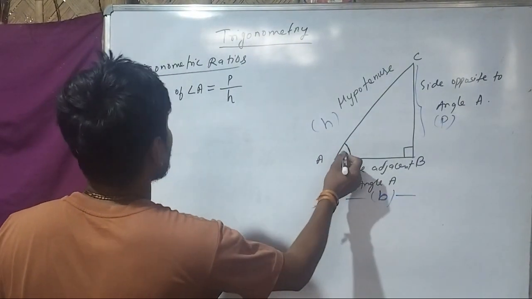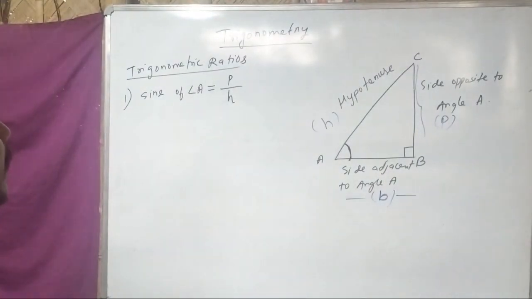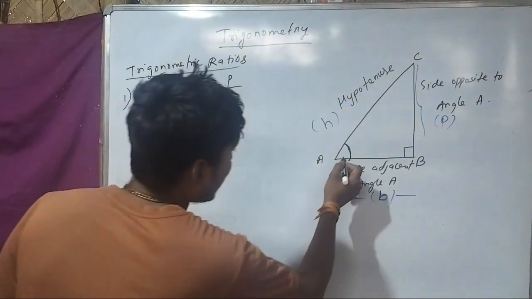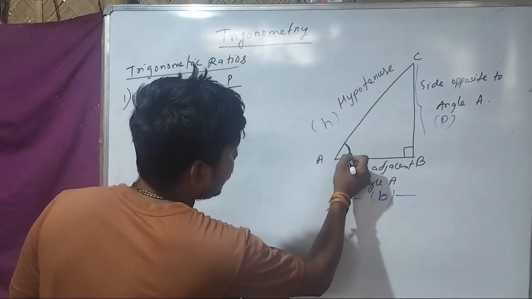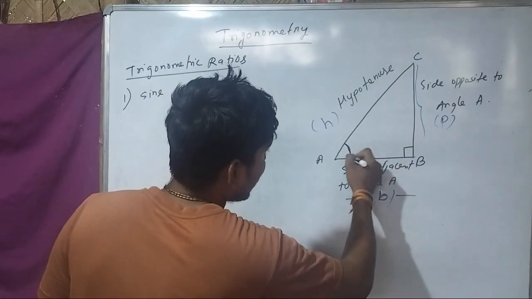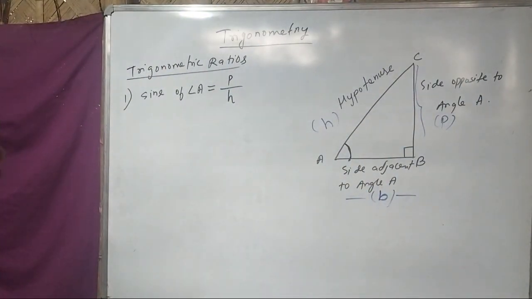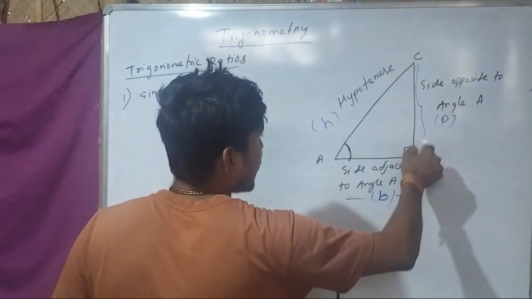Now we will calculate with respect to angle A, so it's very important which angle we are taking. We are taking the angle A. The side opposite to angle A will be the one opposite to it, that is the 90 degree corner. And this height will be the perpendicular.